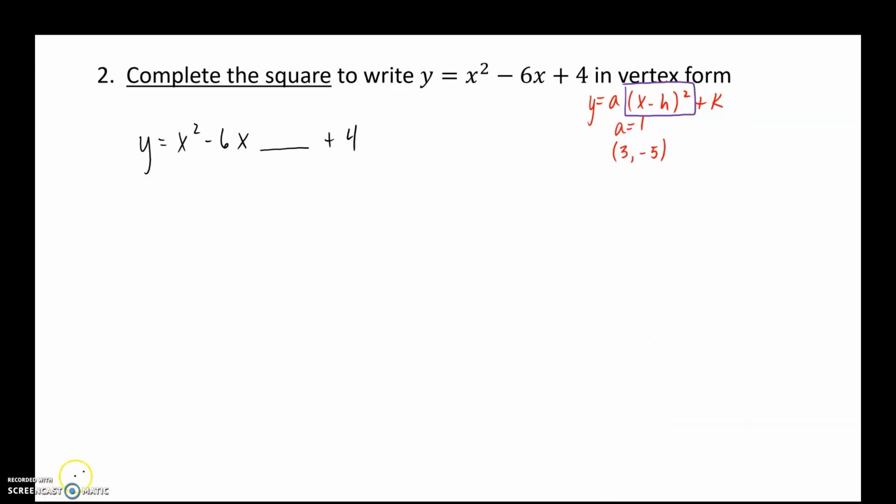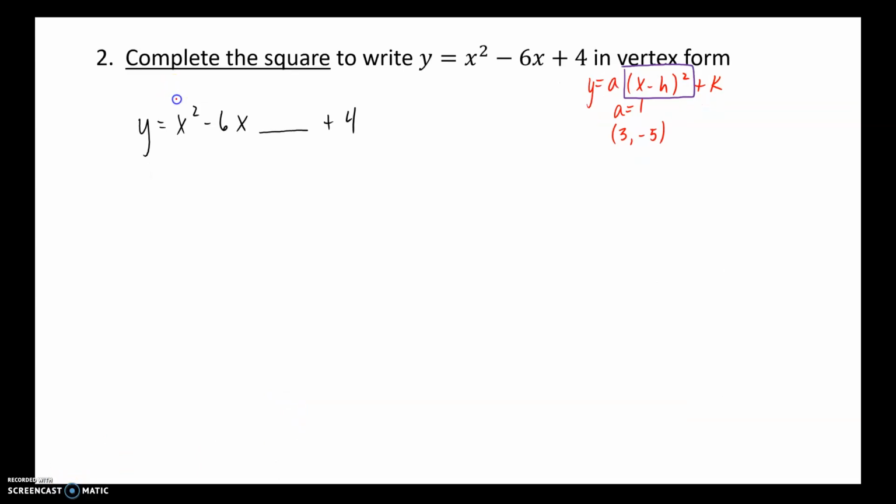All right, so completing the square. Let me remind you, here's a, here's b, here's c. To complete the square, I take half of my value of b, and then I square it. So I take half of my value of b. That gives me negative 3 squared. Negative 3 squared is positive 9. The value that I add will always be positive, because when I square any number, it becomes positive. So that's going to be a plus 9.